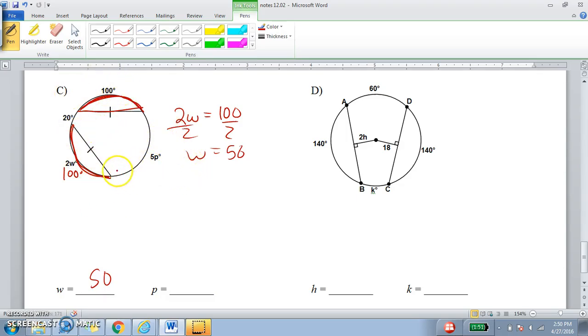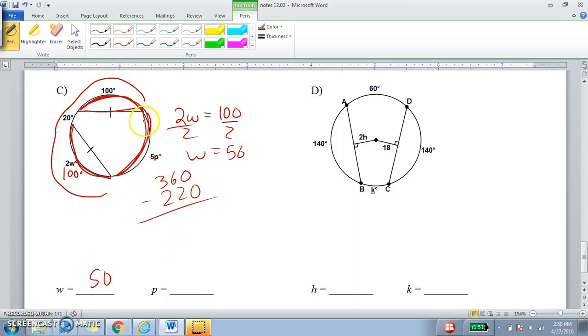We're going to have to keep that in mind, because now we have to solve for p, and we don't know what that is. We do know that the whole circle is 360. So far we have this 100 degrees, this 20 degrees, so that's 120, and then another 100 degrees. So adding all three of those pieces up, we get 220 degrees. We know the whole circle is 360, so if I subtract what I already have, it'll give me whatever this leftover piece is. So 360 minus 220 is going to be 140. So this piece equals 140 degrees. So then I set it equal to 5p, and I divide by 5, and I get 28 for p.